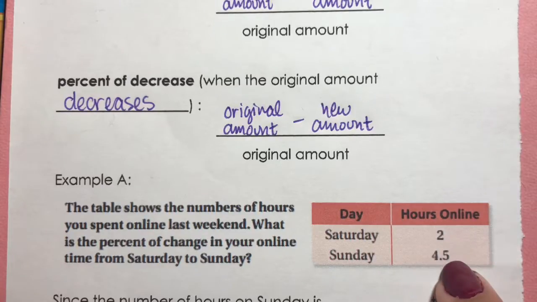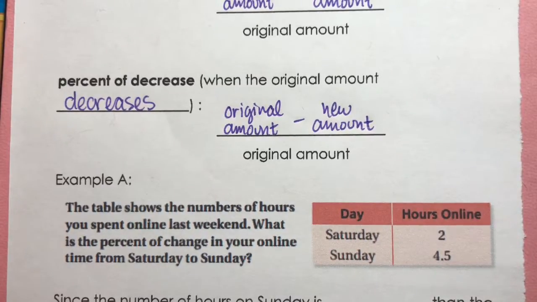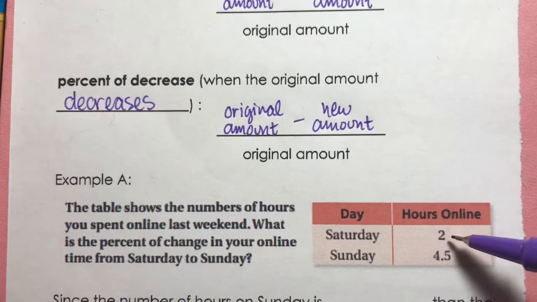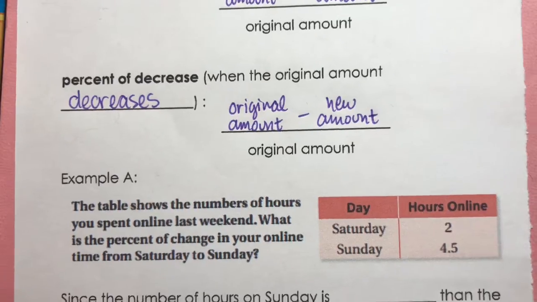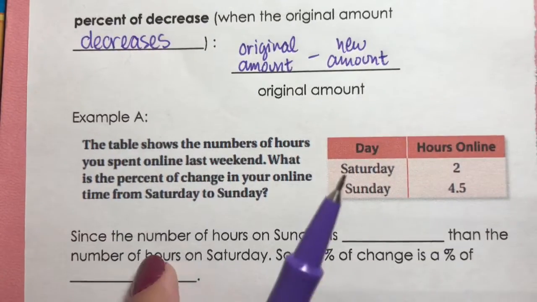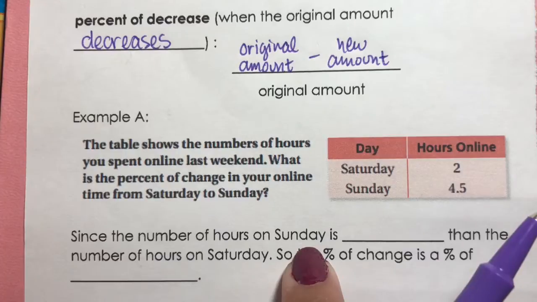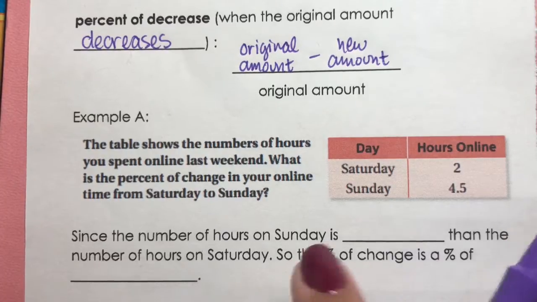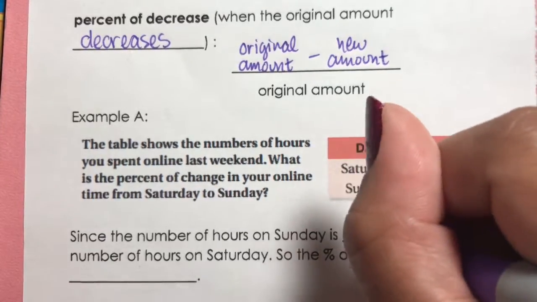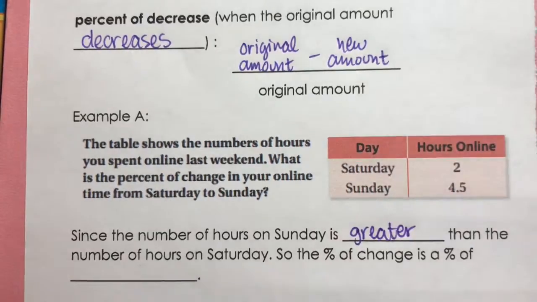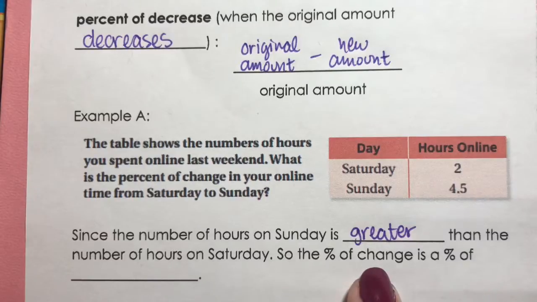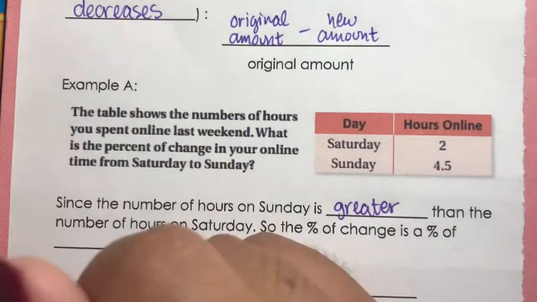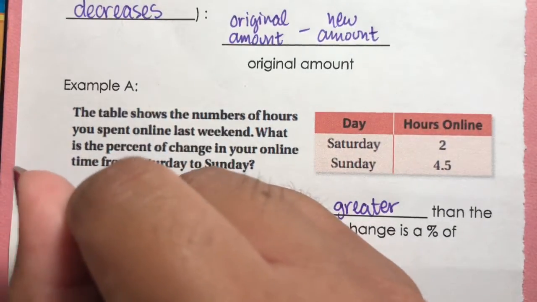So from 2 to 4.5, we have to think, did the amount increase or did the amount decrease? If you're going from Saturday to Sunday, the amount went up, which means that the amount increased. So since the number of hours on Sunday is greater than the number of hours on Saturday, the percent of change is a percent of increase.